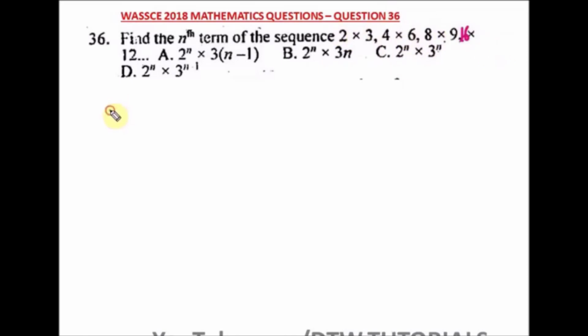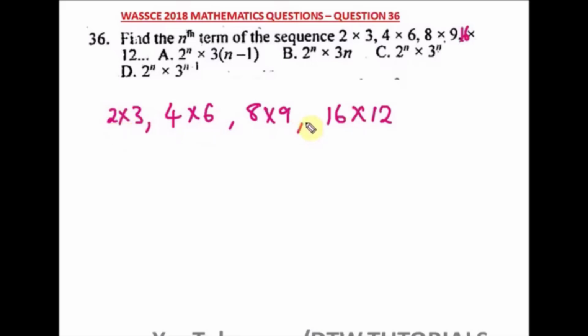Okay, so from here, let's just write this down. We have 2 times 3 here, 4 times 6, 8 times 9, and 16 times 12. Okay, let's try to look for a pattern. Let's take a look at the first values: 2, 4, 8, 16. We can see a particular pattern. This is 2, and this is 4, that is 2 times 2. And this is 8, which is 2 times 2 times 2. This is 16, which is 2 times 2 times 2 times 2.